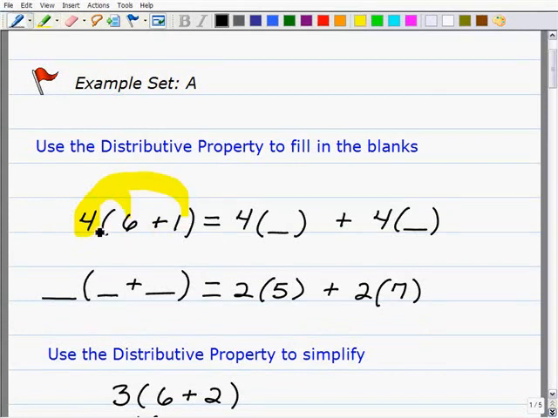So this is going to be 4 times 6, so we put a 6 here, plus 4 times 1. So 6 and 1. All right, so here, kind of working backwards.